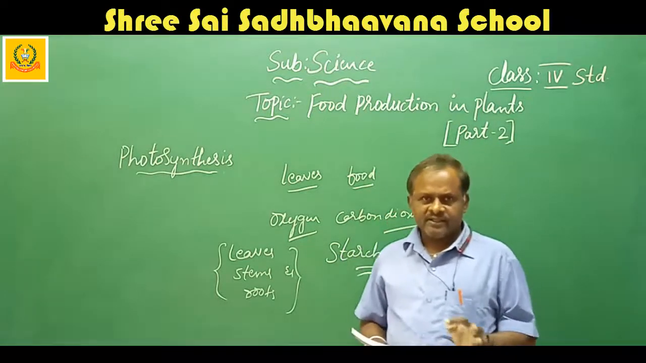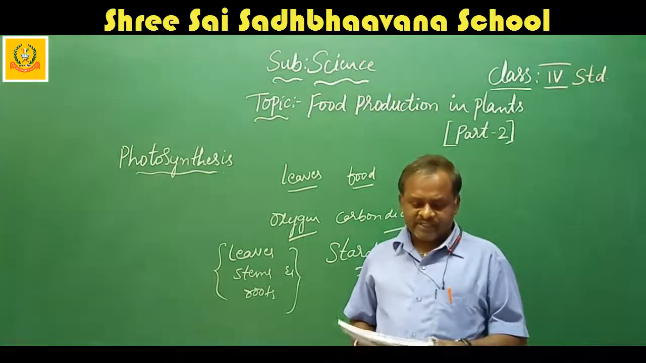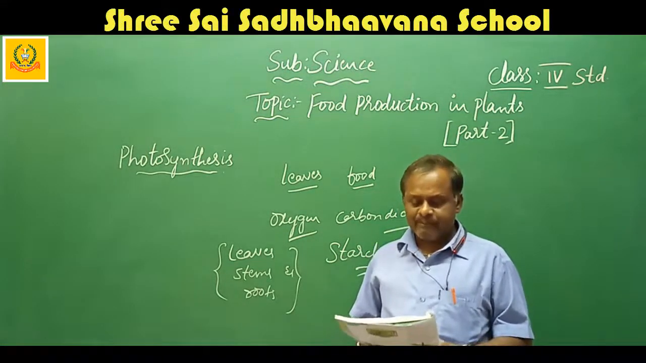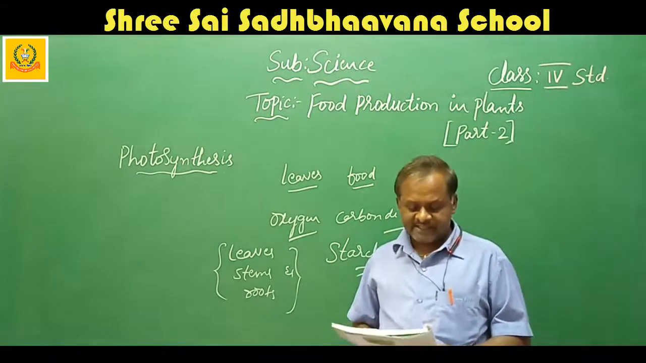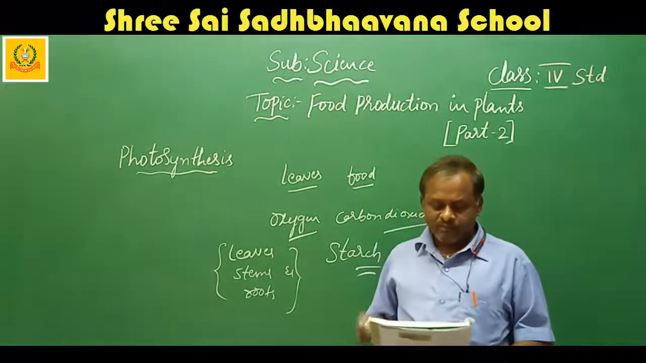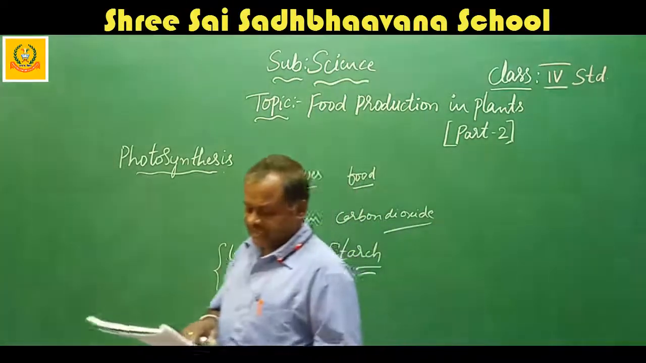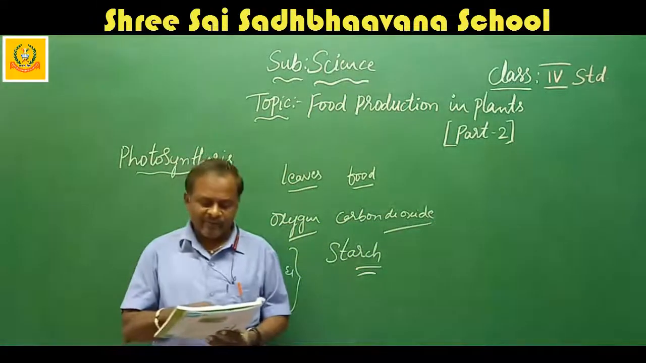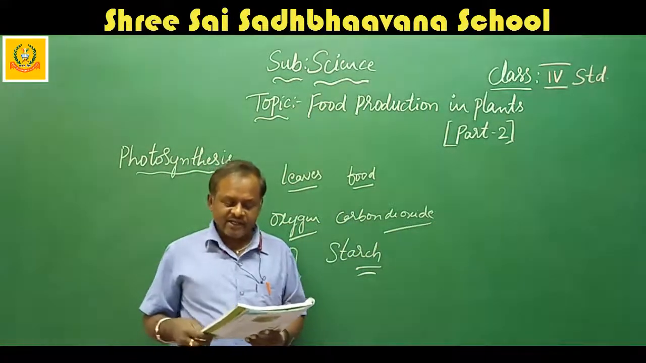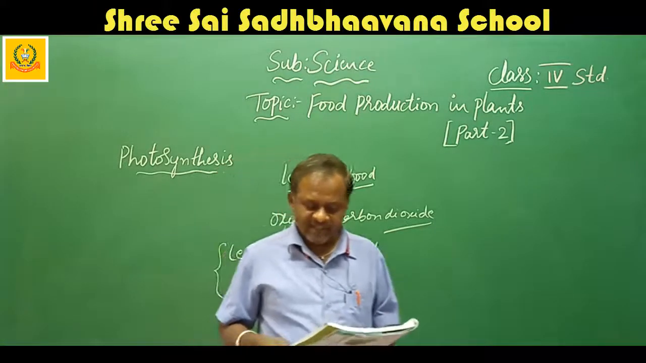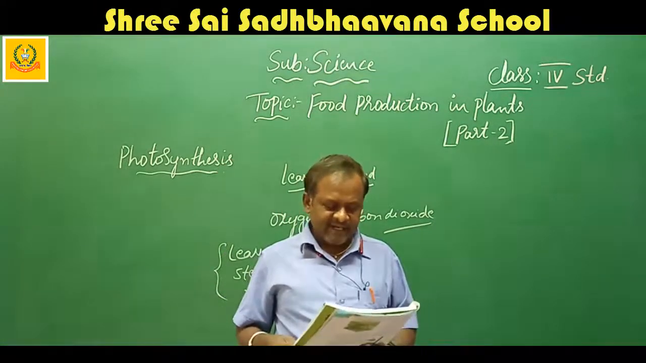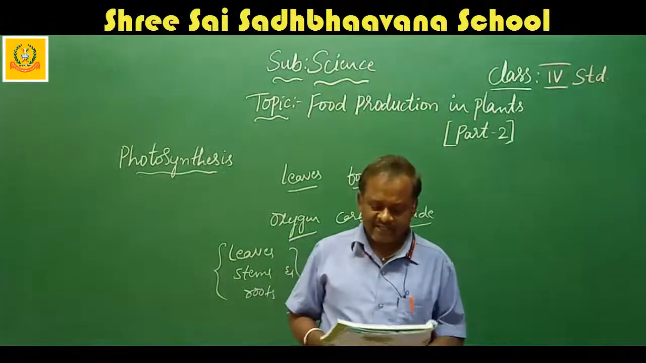Once again, I will repeat. Look at the textbook. Food production in some unusual plants. Some plants such as mushrooms, molds and fungi are non-green plants. They do not have chlorophyll, so they cannot make their own food. They get their food from dead and decaying plants and animals.